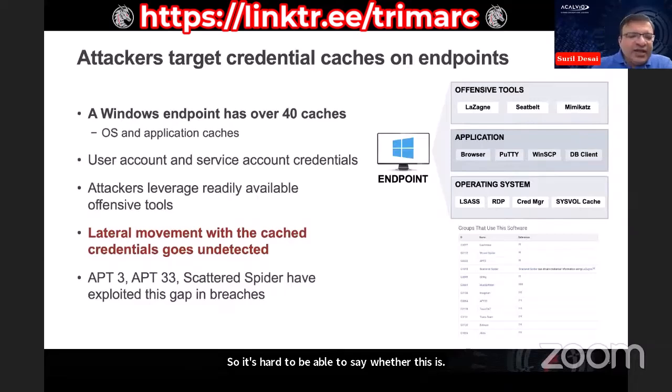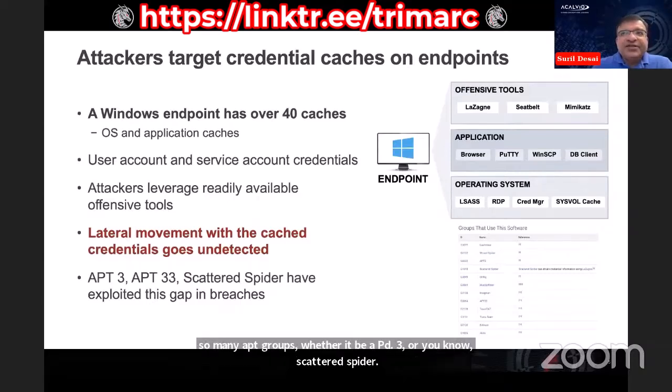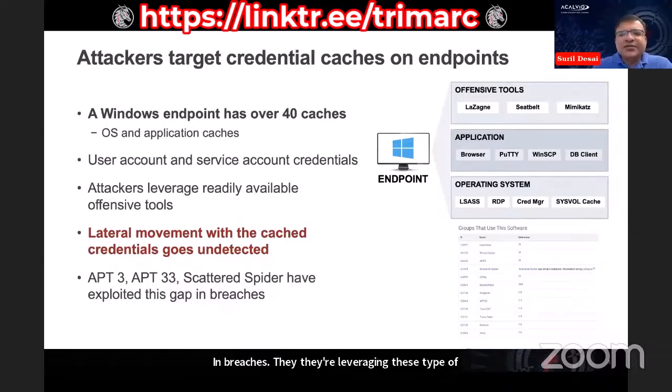And so many APT groups, whether it be APT3, APT33, or Scattered Spider, are exploiting this gap in breaches. They're leveraging these types of offensive tools. They can write custom variants of these tools because many of these caches are well defined and standards based. So they take that and then use it for performing offensive exploits.